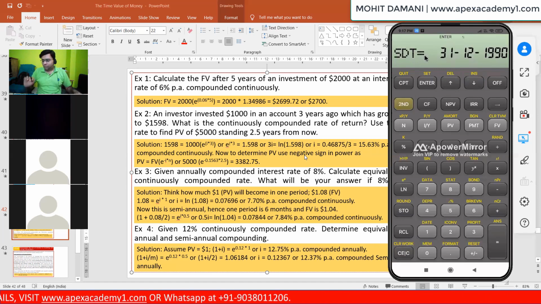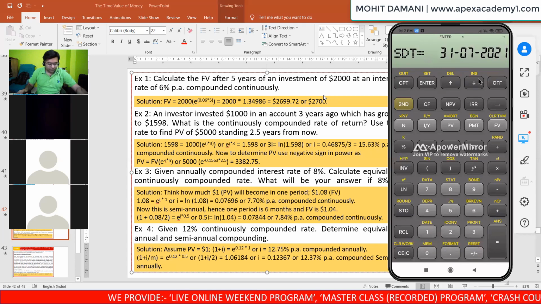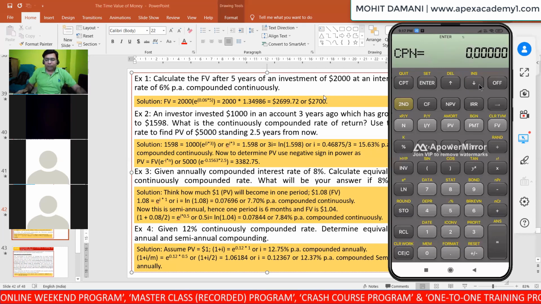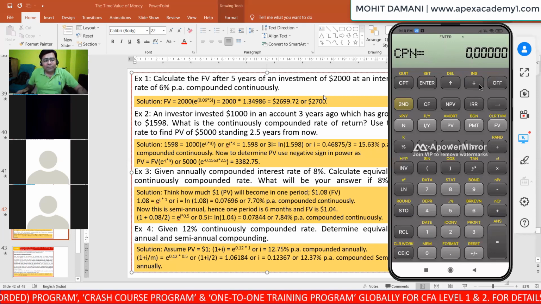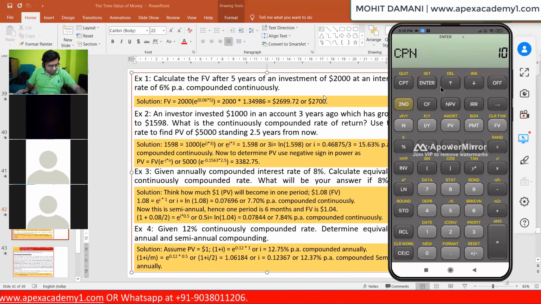Suppose there is a bond. The bond settlement date is today. Okay. So I have to plug in the date, and now you know how to plug in date. 31st July 2021. So 31.0721. Enter. Okay. Coupon. Let's assume the coupon rate is 10% and it is a $100 face value bond. So that means the coupon amount is $10. The annual coupon amount is $10.